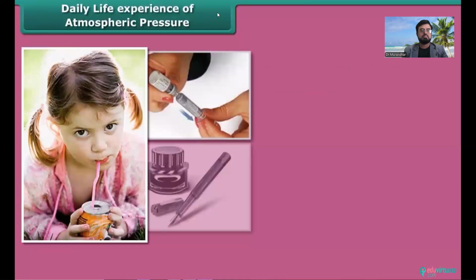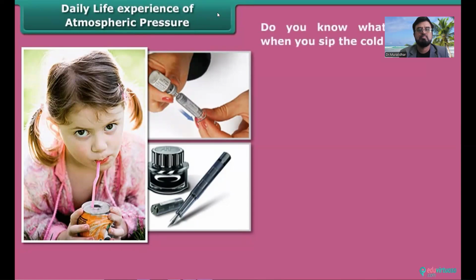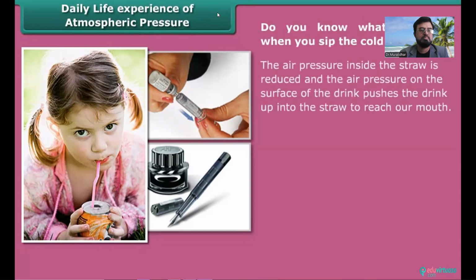Daily life experience of atmospheric pressure. In our day-to-day activities, we experience various instances of atmospheric pressure. Some common examples are sipping a cold drink through a straw, dipping the nozzle of a syringe in the liquid, or filling of ink in fountain pens. Do you know what happens when you sip the cold drink? The air pressure inside the straw is reduced, and the air pressure on the surface of the drink pushes the drink up into the straw to reach our mouth.